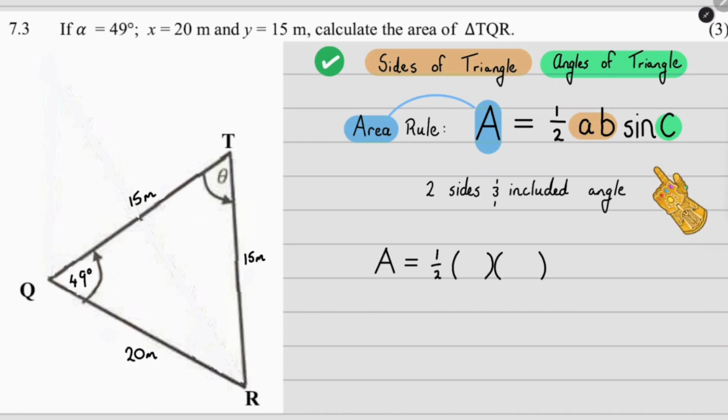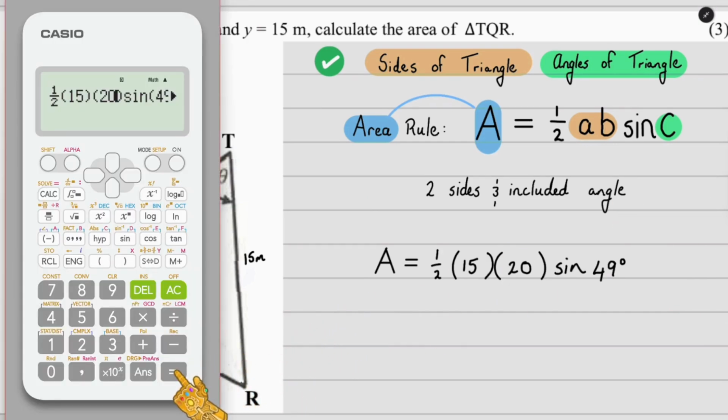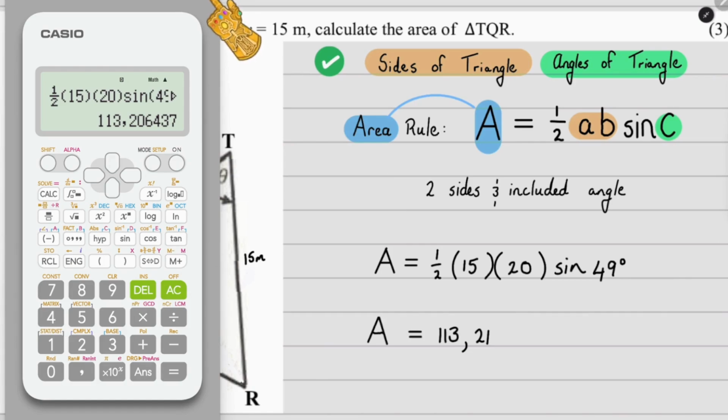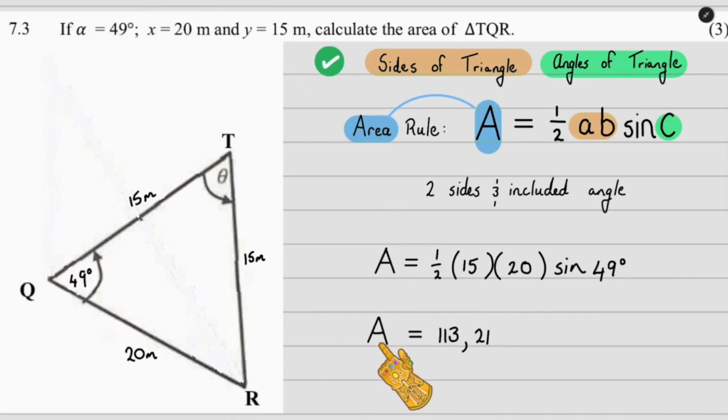Okay, so when I sub in the sides A and B, it can be in any order, because you're multiplying everything in this formula, and the order of multiplication doesn't matter. So I'll just put the 15 first and the 20 second. And then inside of the sine, I've got to put the angle in between those 2 sides, which is 49 degrees. Once you've subbed that in, you pop that straight in your calculator. And if we press equals, we get 113,21. And bear in mind, we are working in meters here, and area will be meters squared because it's 2 dimensions.